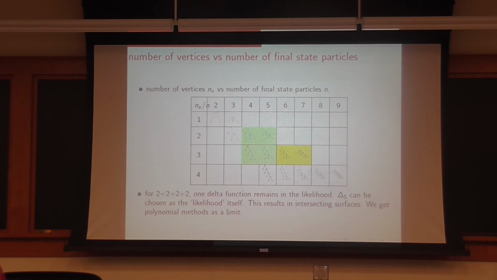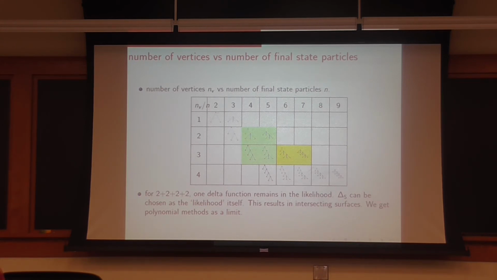If you make a table like this, number of vertices versus number of final state particles, we are not interested in these. These are just the vertices, 2 and 3, but we are interested in this region. Over here, in your likelihood definition, you have an equal number of delta functions and integration variables.